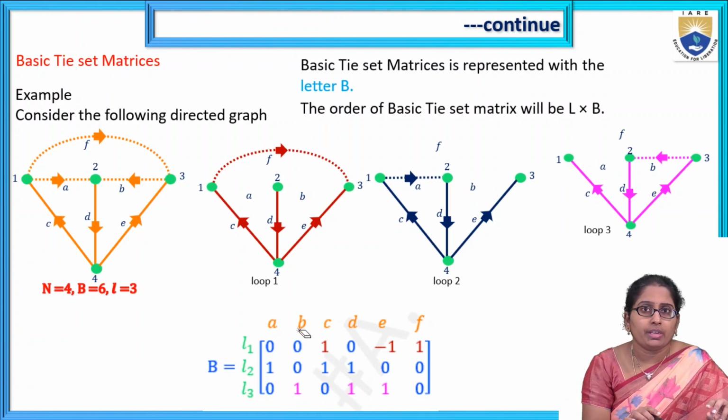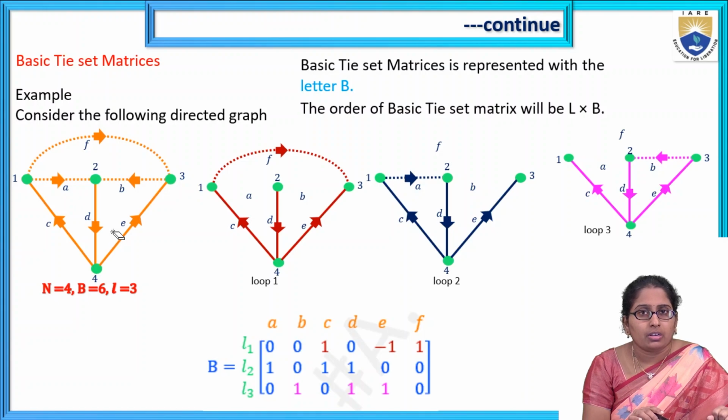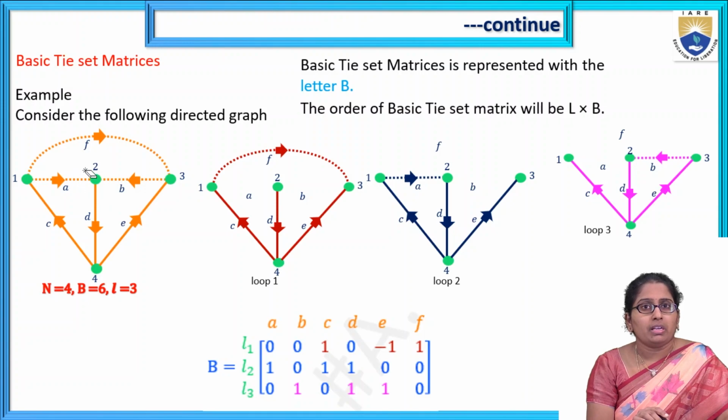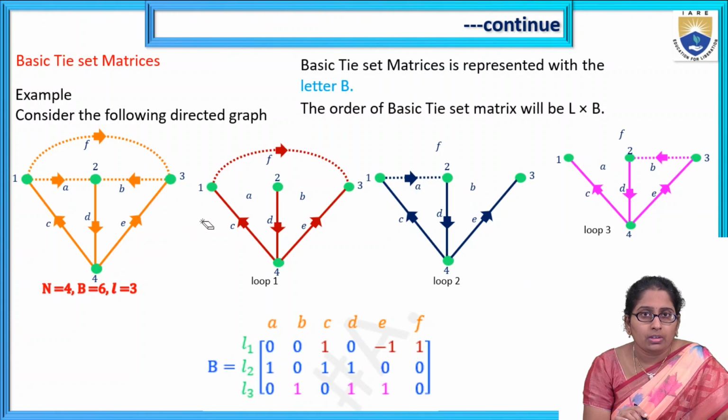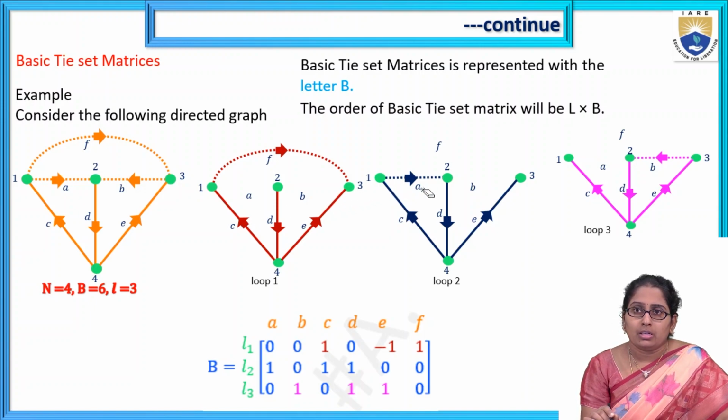Consider the graph here, you can see. On the left side, the graph is clearly taken with a tree. The solid lines show the tree taken. Remaining are the links. Here, clearly we know already, there are three links present. So three loops, three fundamental loops or three tie sets, we can form.